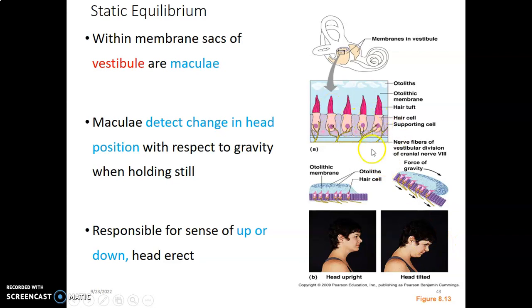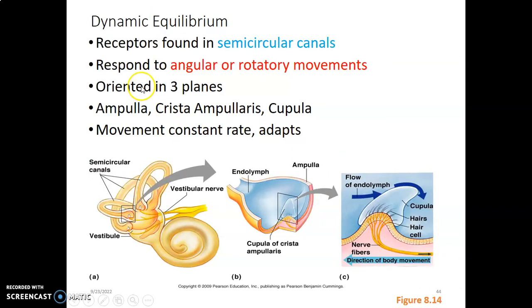The semicircular canals are oriented in three planes: anterior, posterior, and lateral, and they have a dilated portion, the ampulla, containing the receptors, which are the crista ampullaris. So when you angulate or rotate, the rotatory movement causes the fluid to move, and the hair cells of these receptors will detect that, and it will be transmitted by the vestibular part of the vestibulocochlear nerve.